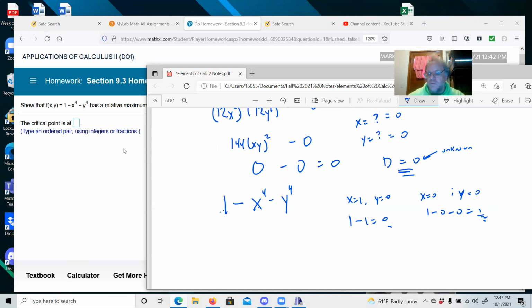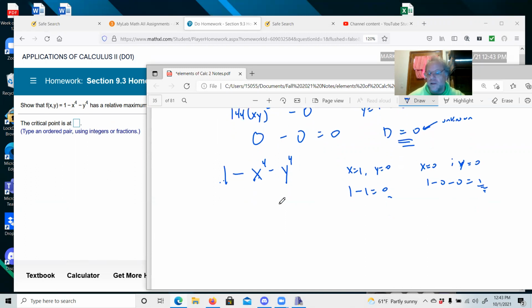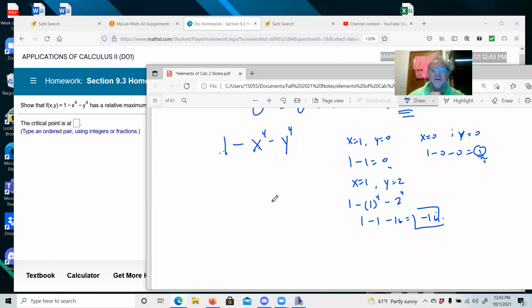Pick any other number you want. Pick x equals 1, y equals 2. 1 minus 1 to the 4th minus 2 to the 4th, that's 16. 1 minus 1 minus 16 is equal to negative 16. I would rather have $1 in my bank account than owe somebody $16. This one's bigger. Positive numbers are bigger than negative numbers.